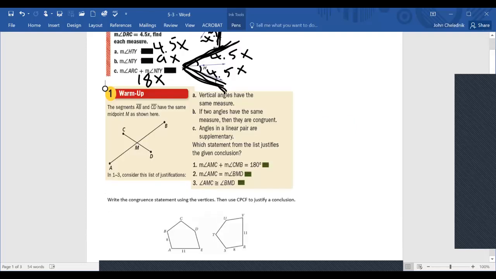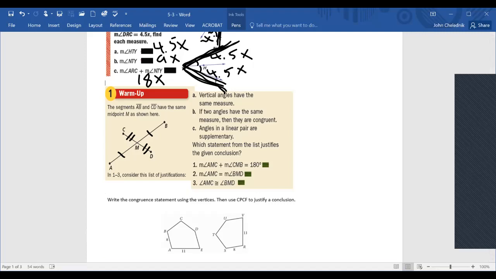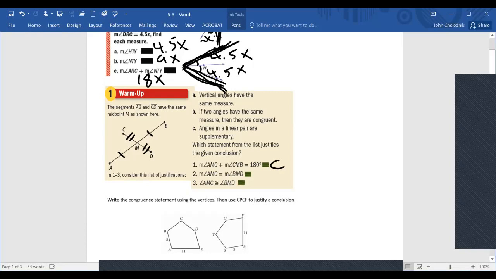All right. Now in the warm-up, it says the segments AB and CD have the same midpoint as shown here. Okay, so that means this is congruent to this, and this is congruent to this. It says, consider the list of justifications. So you're matching 1, 2, 3 with A, B, C. Number one says the measure of angle AMC plus the measure of angle CMB equals 180. Well, when two angles add up to be 180, they are supplementary. So that would be C. Angles in a linear pair are supplementary.